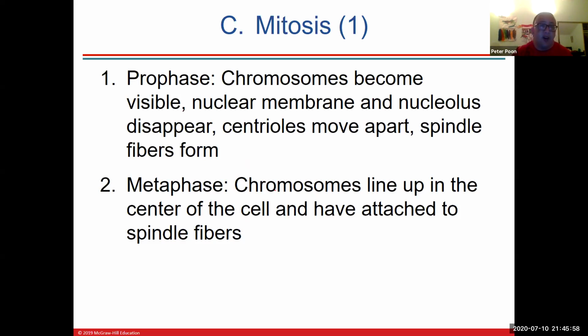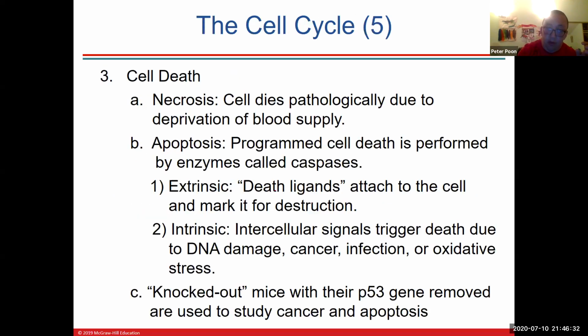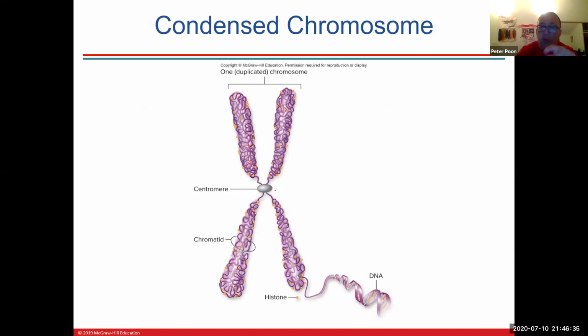So the cell cycle: prophase, metaphase, anaphase, telophase. Prophase, the first step. If I'm going to take one cell and split the DNA in two, the DNA has to split very carefully. Each cell has to get the same DNA. In prophase, the chromosomes become visible. Now they're packaged. They go from chromatin to a chromosome.